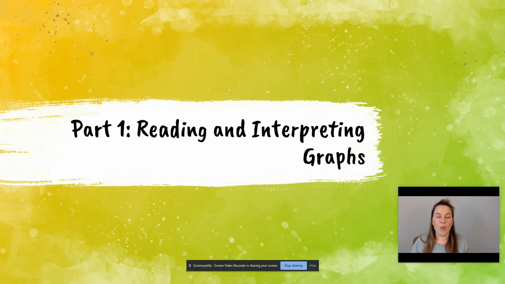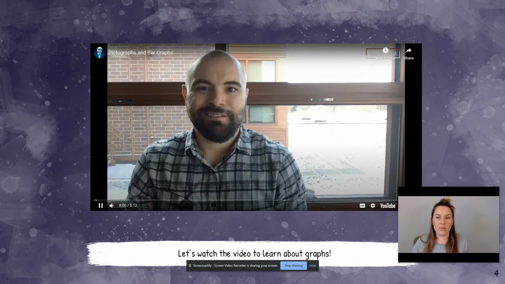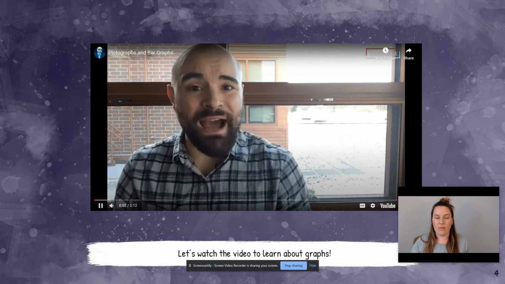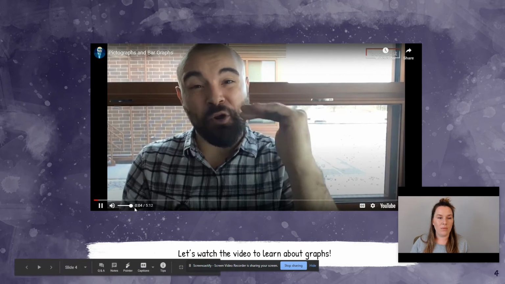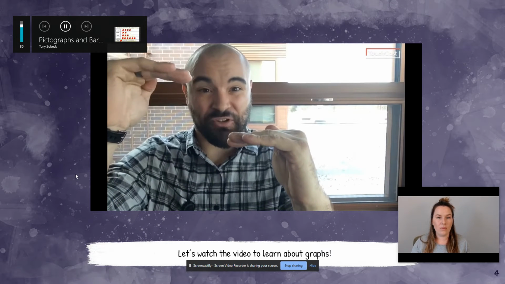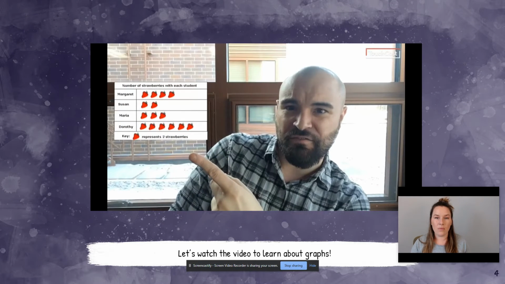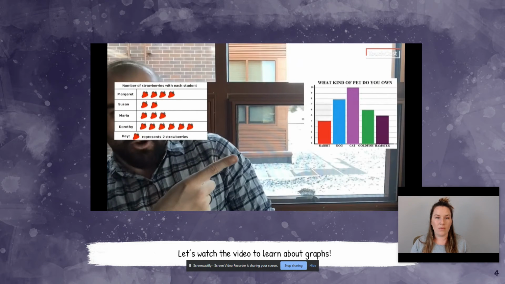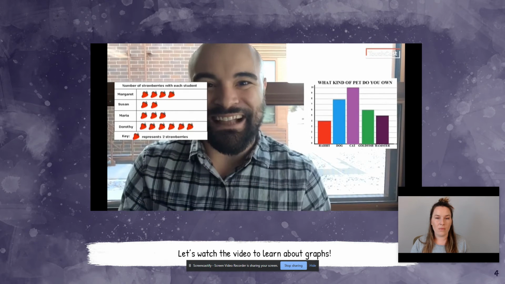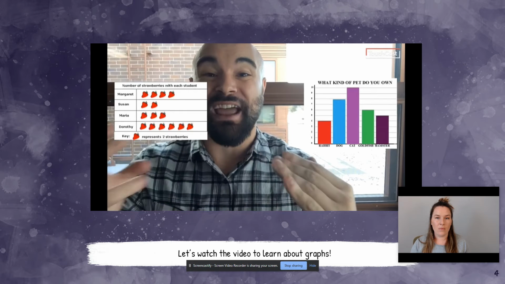Part 1, Reading and Interpreting Graphs. All right, today our focus in math is when you have something and you want to know how much you have, especially when compared to how much you have of something else. And to do that, we're going to use a pictograph and a bar graph to find exactly the amount we have and how much there is compared to something else.